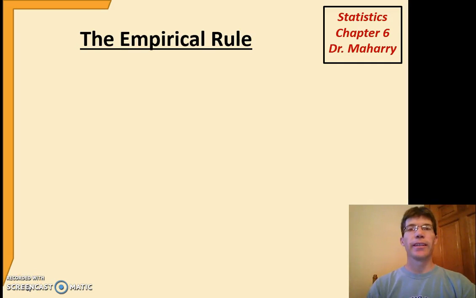In this video, we look at the empirical rule. The empirical rule is a way to look at data and utilize the mean and standard deviation to determine what percent of data values are within a certain range of the mean. This is similar to the Chebyshev rule that we had earlier in statistics.